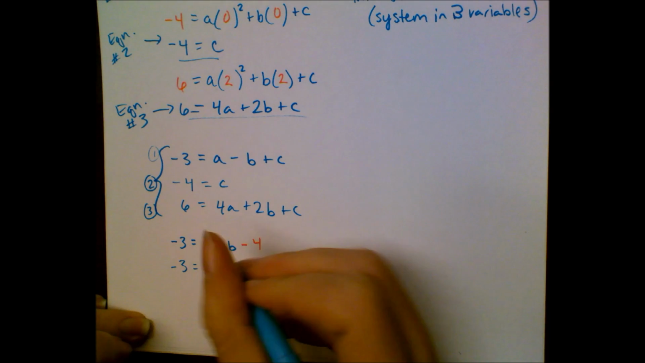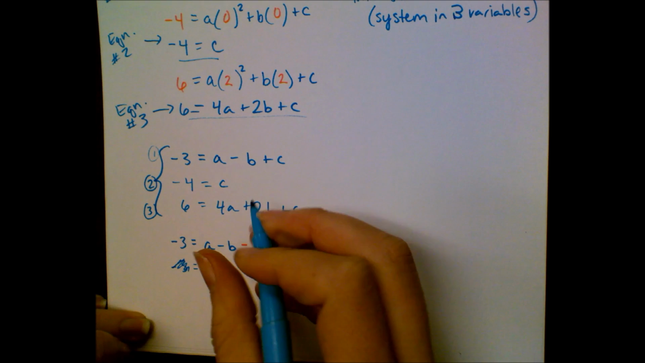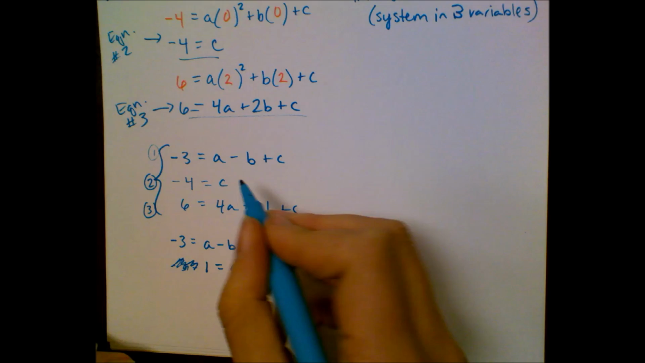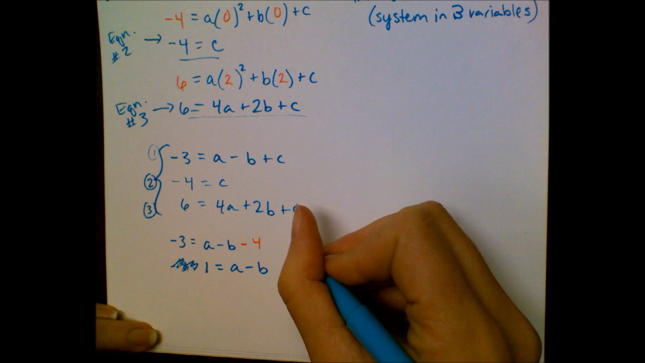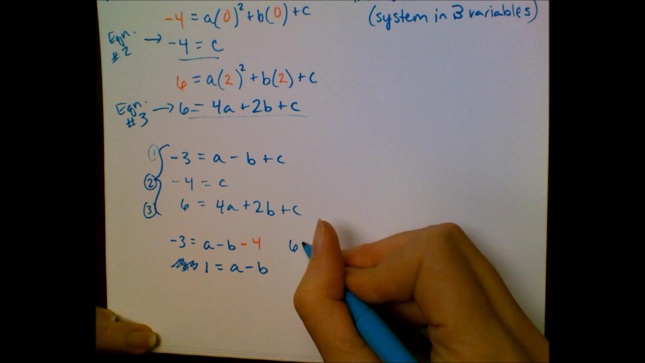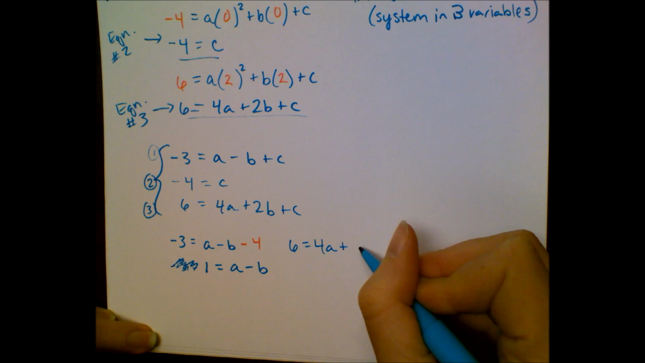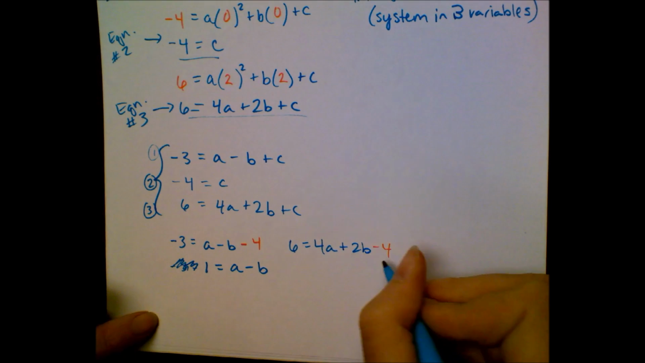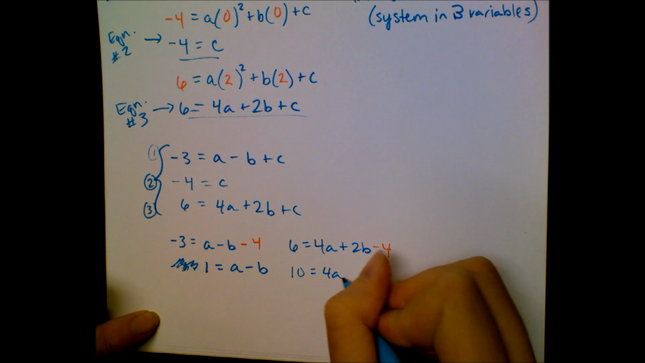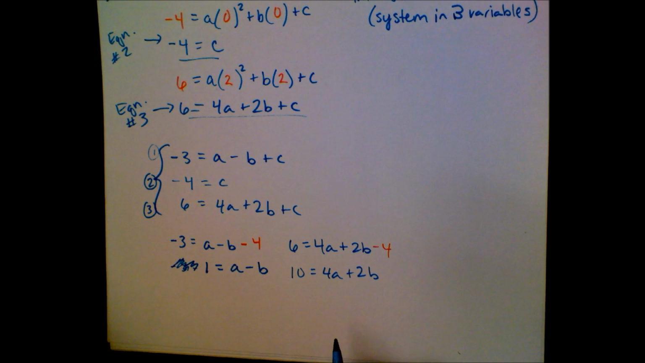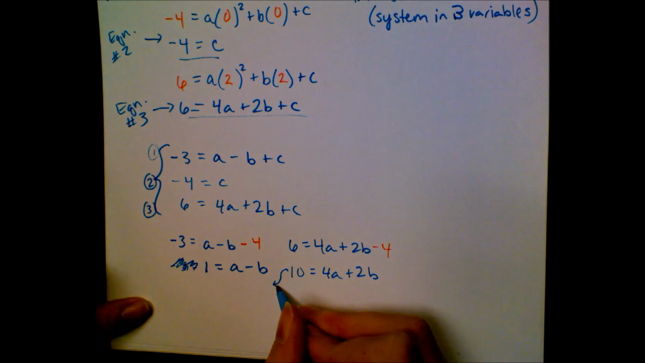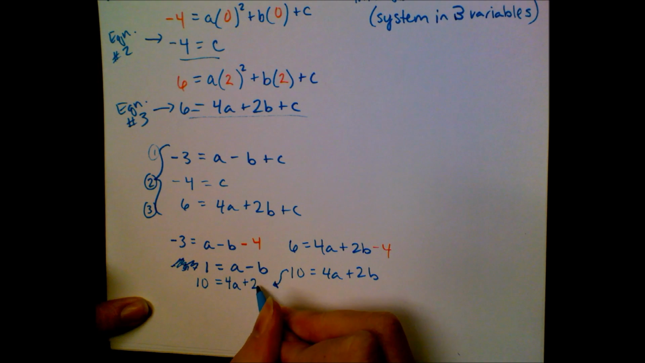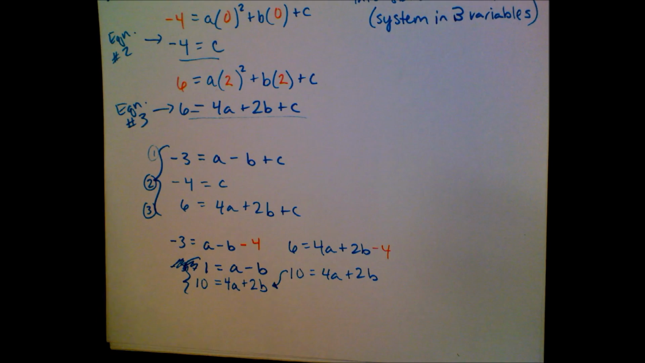Oops, I'm going to add 4 on both sides. This is going to be 1. Okay, and then I'm going to do the same in the other equation, because then I'll have another equation with just a and b. So equation number 3, I'll replace c with minus 4. Add that to both sides, I get 10 equals 4a plus 2b. Now, this is a second equation with 2 variables. So a system of 2 variables.